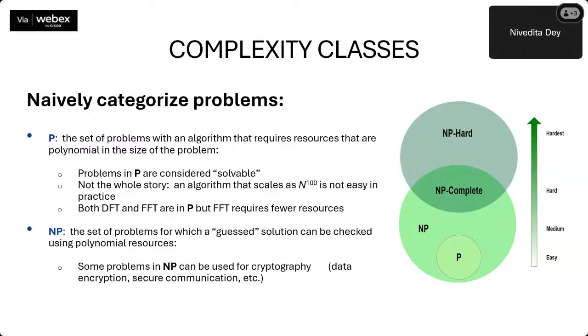Polynomial. Okay, now P and NP is done. Now, what is NP hard? Because NP complete is basically a combination or intersection of NP and NP hard. So for a logical flow of understanding, we should first know what is an NP hard problem.